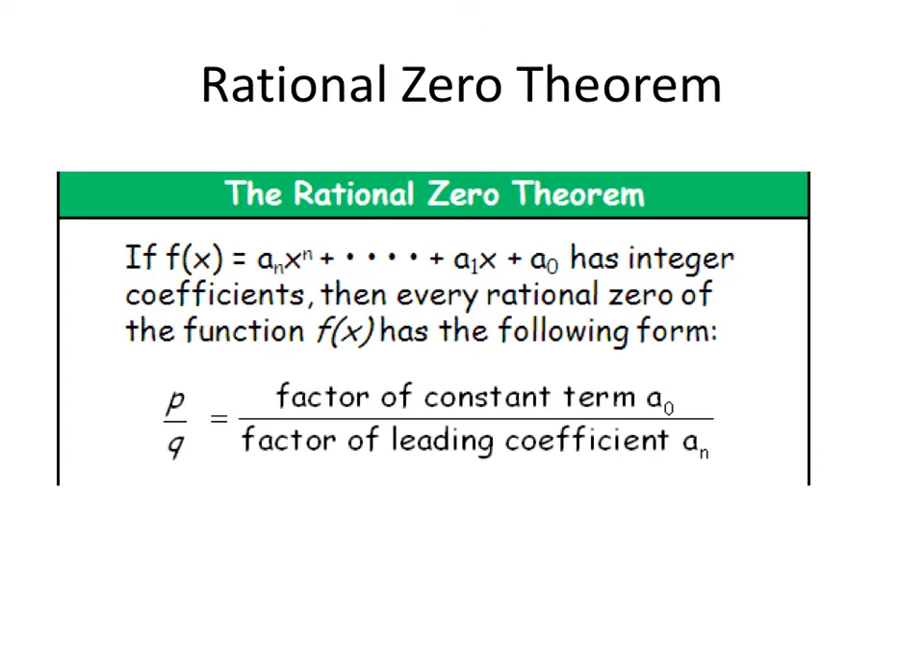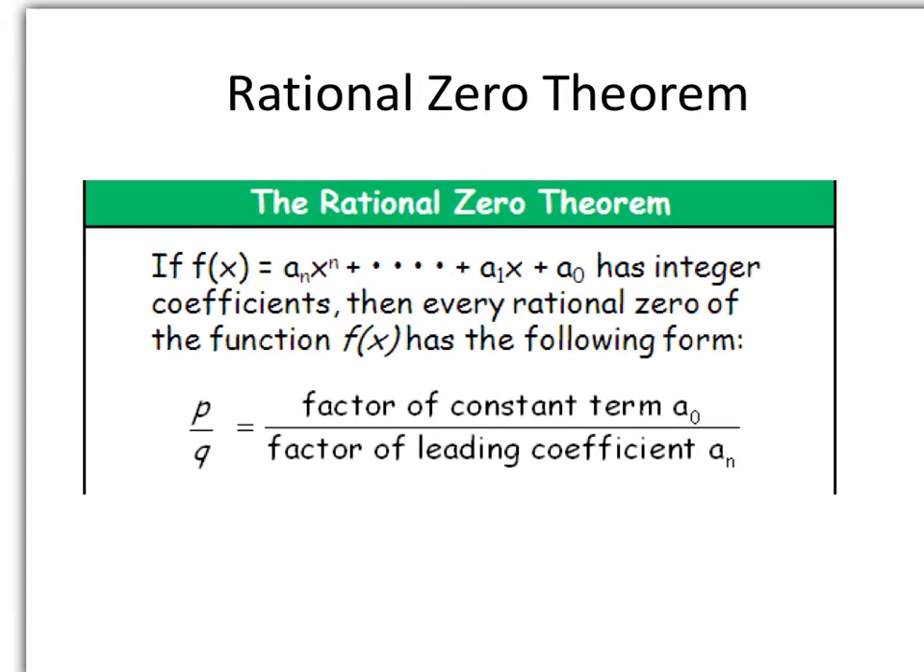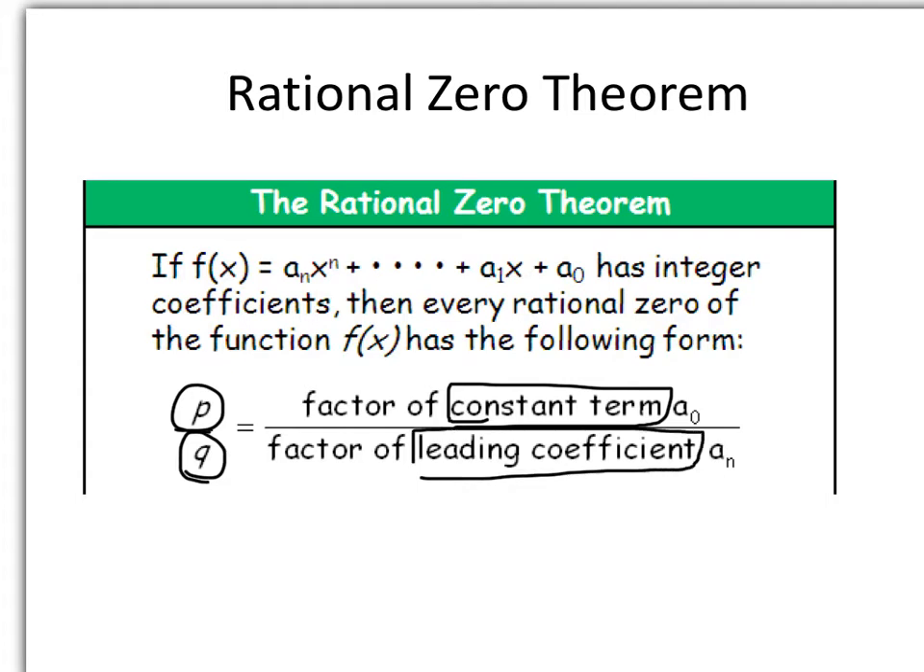Basically what it says is P is the constant term, Q is the leading coefficient. That's what you really need to know. So we're going to take the constant divided by the leading coefficient. And we're going to do all the factors, which you'll understand when we do an example. But that's what the rational zero theorem says.